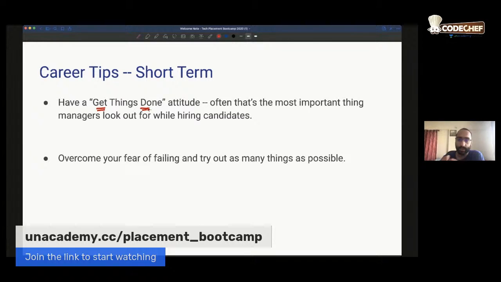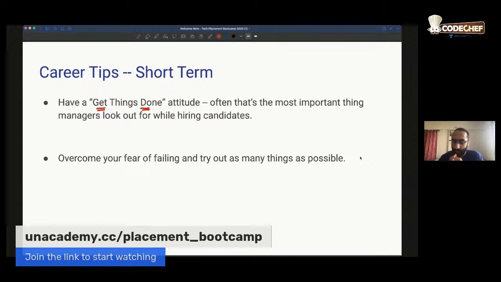When you join a company or a team, most of the things required to get your work done are something you have to learn once you join. It's not something you would already know. So if you have an attitude where you can get things done, learn new things quickly, and make sure that you deliver, then I think it is the most important thing.